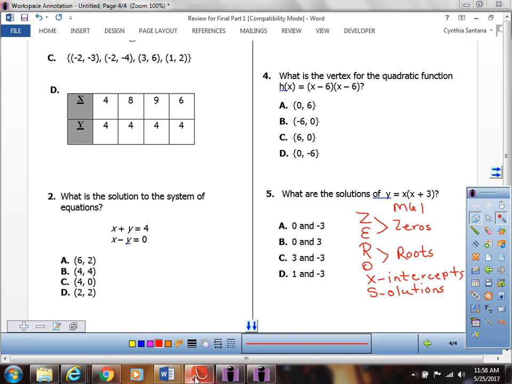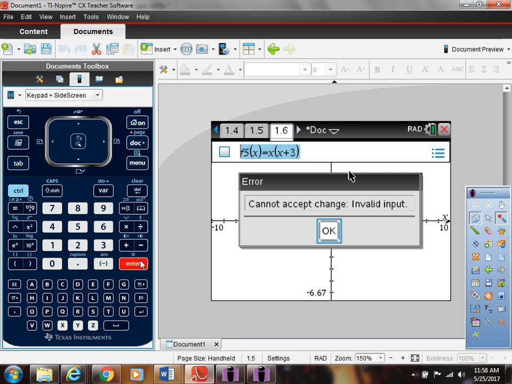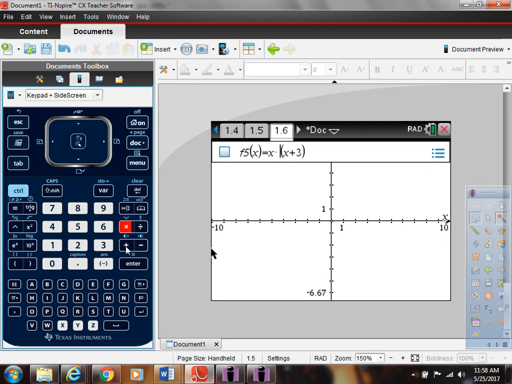What is that? +3. So +3. Hit enter. Now if it says this, before you get frustrated, just go ahead and put a multiplication sign right between the variable and the parentheses. Remember, a lot of times that's all you need to go back and put. Okay, and then it'll understand it.